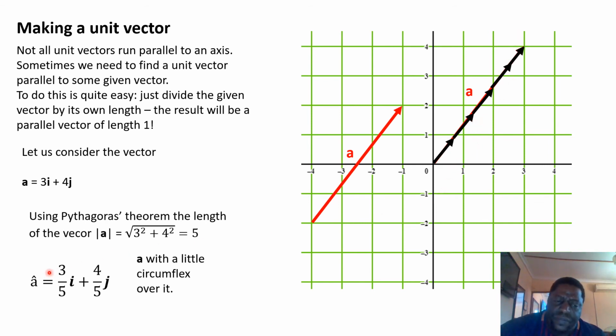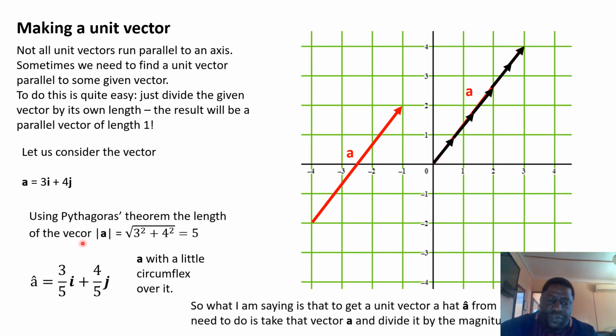So it has to be 3 over 5 plus 4 over 5. So where's the 5 coming from? The 5 is your distance. So you will be saying 1 over 5 times each of the components in order to create a unit vector. Let's look at a few questions and then you can get an idea.